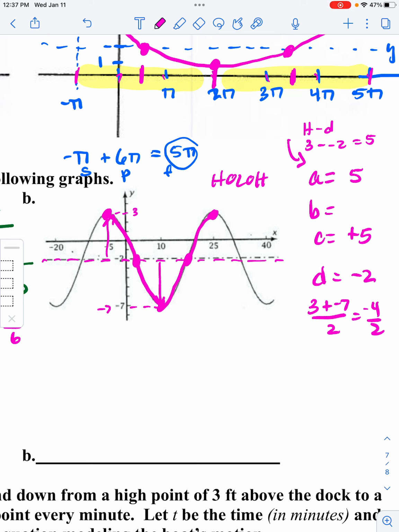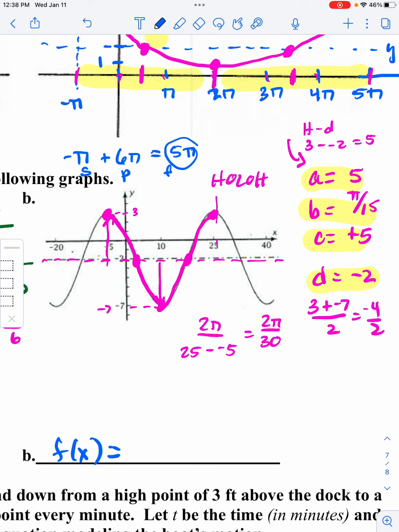And then for B, I'm going to take that 2 pi and divide it by the period. And the period is determined by the end of the cycle minus the beginning of the cycle, which was at -5. So that cycle spans 30 units. So my B will be pi over 15. So then I have my pieces. I have my A, B, C, and D, and I can just write my equation. And so I'm going to write my equation as f of x equals my A value. They told me to use cosine. My B value, my shift 5 to the left, and down 2.